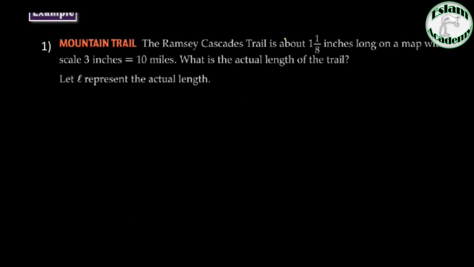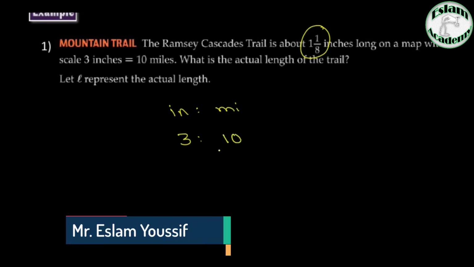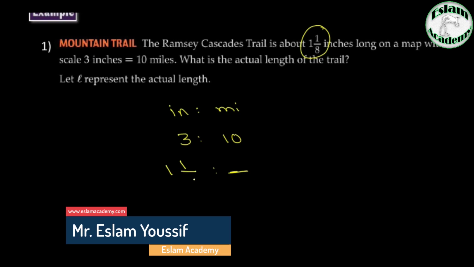Now we need to find the length in reality for 1 and 1 over 8 inches. It means in this ratio we compare inches to miles. In the scale model, each 3 inches is represented by 10 miles. Now we need to find the number of miles if the length is 1 and 1 over 8. So the number of miles will be the variable.